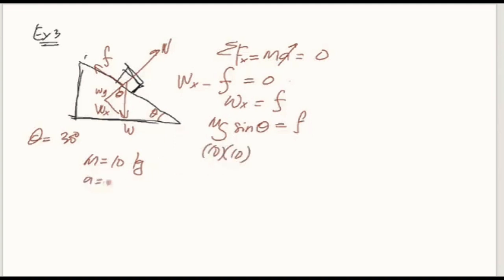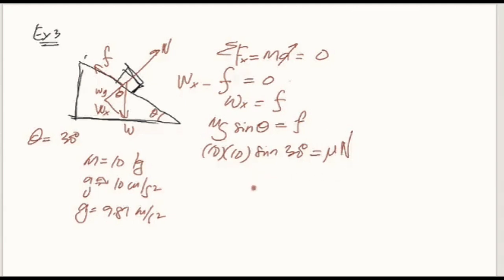So we are using g roughly 10 meters per second squared. But if you do it for the final exam and the test question, you should use gravity equal to 9.81 meters per second squared. So 100 sin 30 is equal to the force, which is mu N. So you can calculate mu, the coefficient of kinetic friction that applies to both objects. So mu is equivalent to 100 sin 30 degrees divided by N.